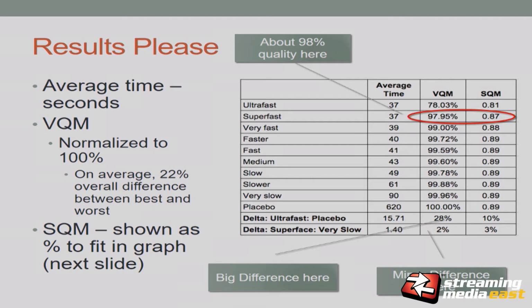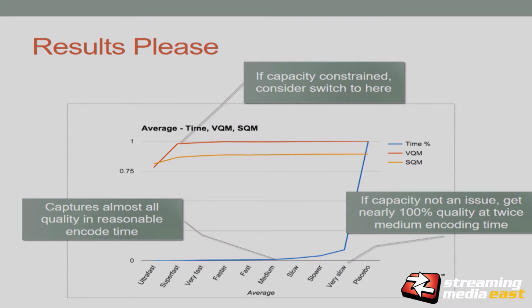So what does that tell you? That tells you if you're computer constrained, if you have limited resources, and you're going to have to buy a new computer to encode your files, the first thing you can do is drop from medium to superfast, because you're not going to see any real quality difference. And then if you graph this, graphing I think is always good, because it kind of puts a lot of data in front of you.